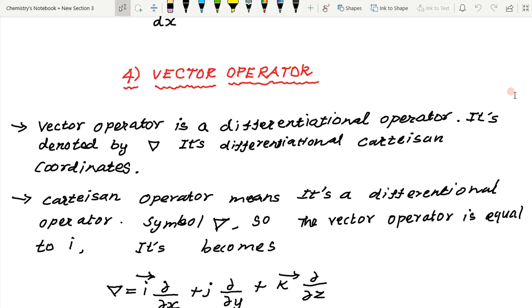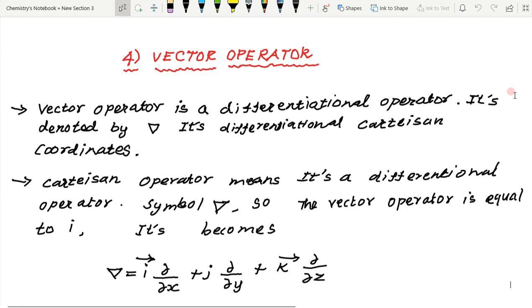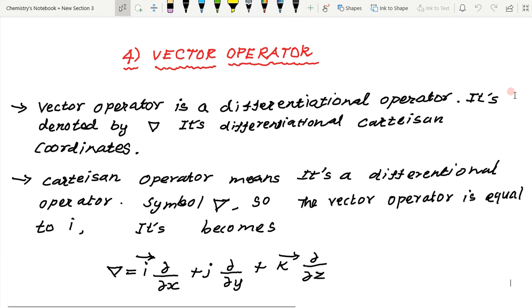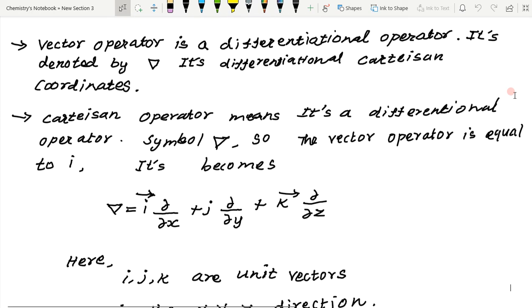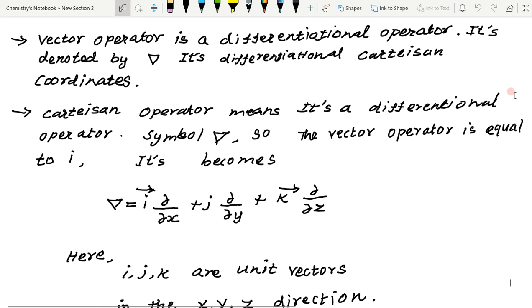Next, fourth, vector operators. What is the vector operator? The vector operator is a differentiational operator. It is denoted by this symbol. See the symbol. It is the differentiational operator in Cartesian coordinates. See the symbol.